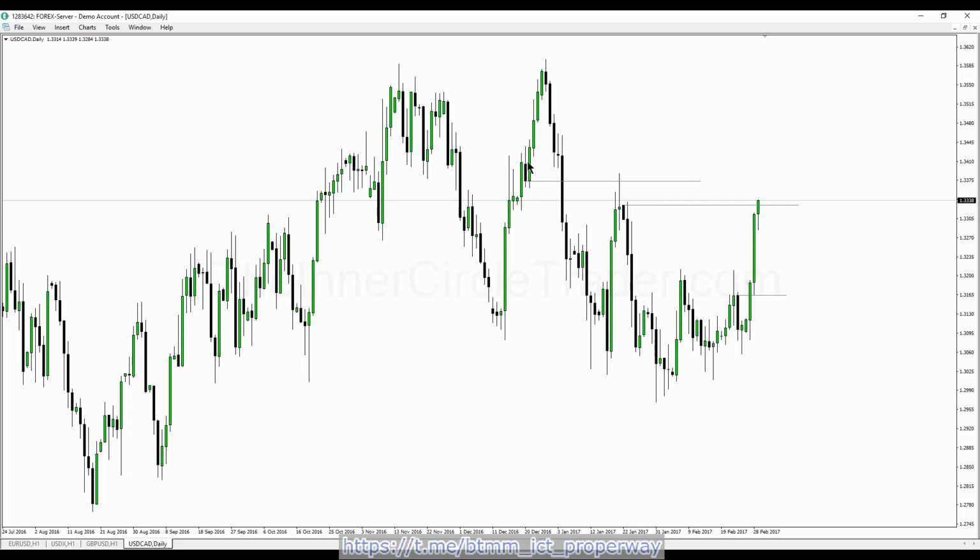a mitigation block right here, formed on December 20th, 2016. We've already traded to it here on January 20th, but I think we're probably going to make a run above that high, go a little bit deeper into the mitigation block formed on the 20th of December. And then above that, we would expect to see a fair value gap up.